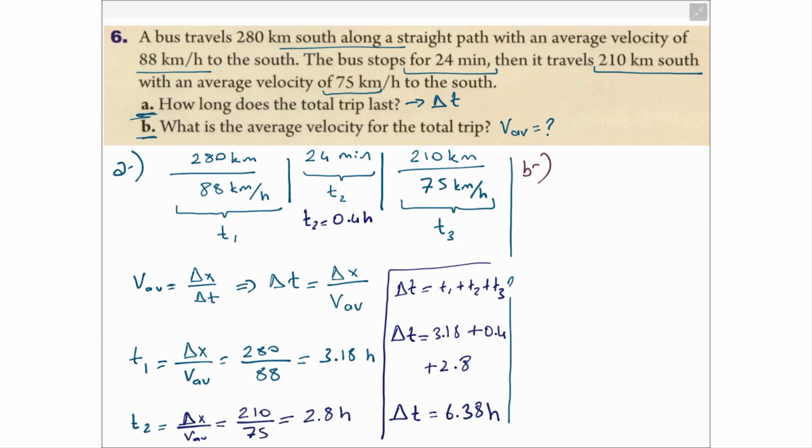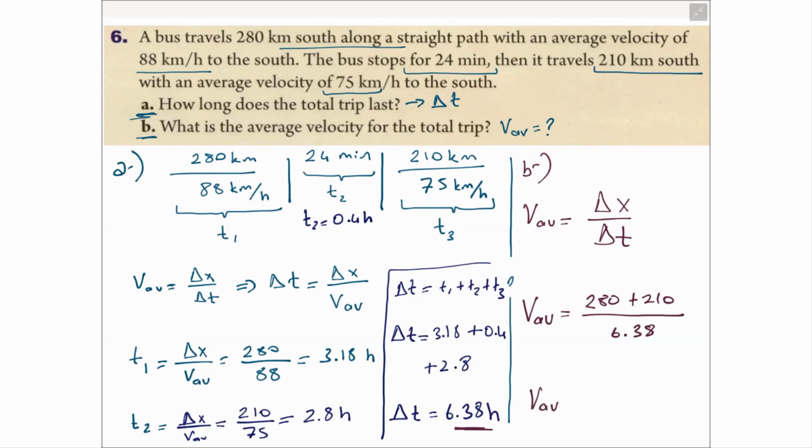Now I'm going to solve B. At B, it's asking what is the average velocity. V average equals delta x over delta t. Now I'm going to substitute the given values. The total way is the sum of 280 plus 210, and the delta t as we calculated is 6.38. So v average is going to be 76.80 kilometers per hour.